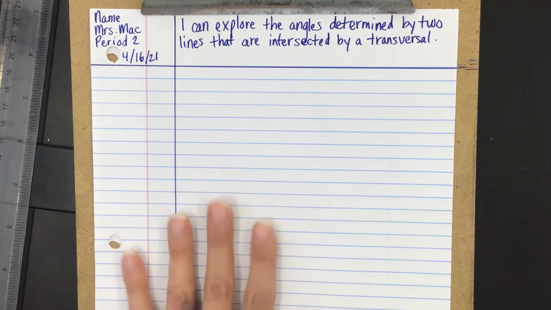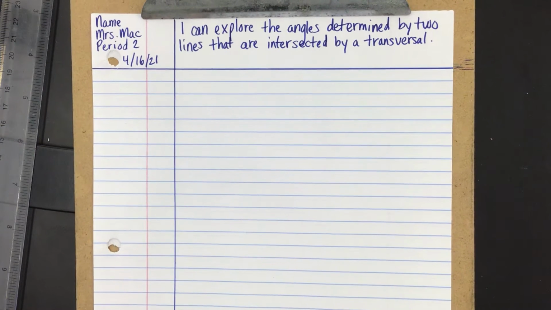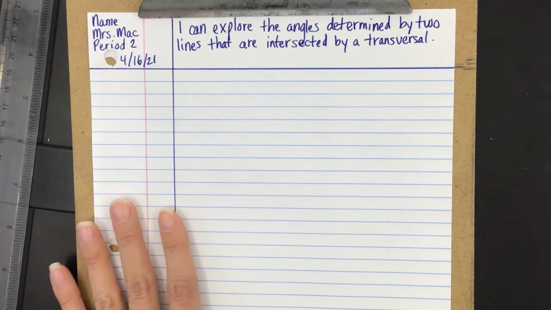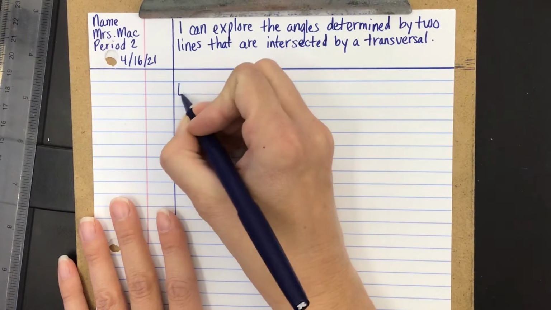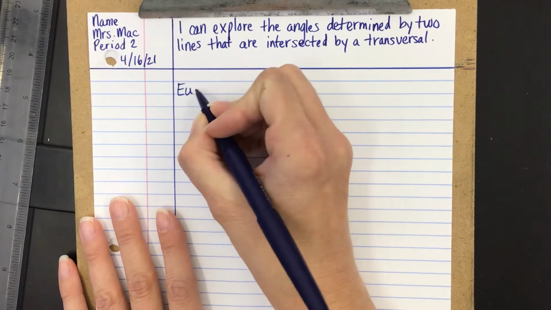This is Euclid's fifth postulate. So let's go ahead and write out the postulate, and then we're going to talk about what it means, and we're going to start applying, just exploring the angles that are formed by these types of lines. Okay, so Euclid's fifth postulate.